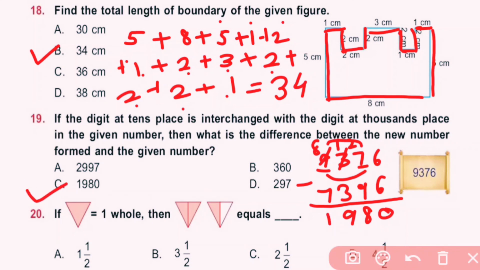Question number 20. If this triangle is equal to 1 whole, then this is equal to what? This one triangle is equal to 1 and this half shaded part is equal to half. So answer will be 1.5. A is the correct answer.